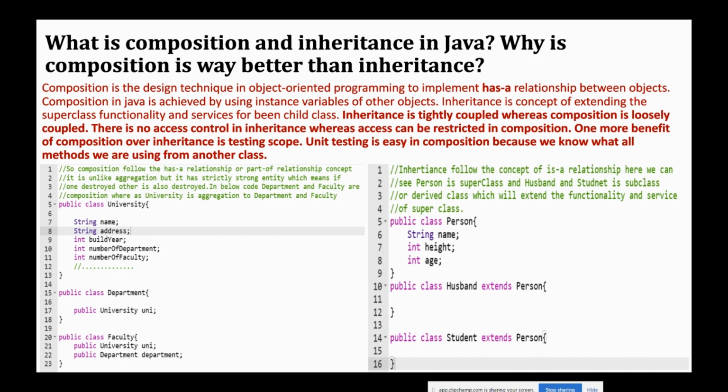This is the basic example of aggregation, not composition, but composition is with the department and faculties. There is a department, so there is a faculty. When there is a faculty, then only the department is possible. So both are so tightly related to each other.